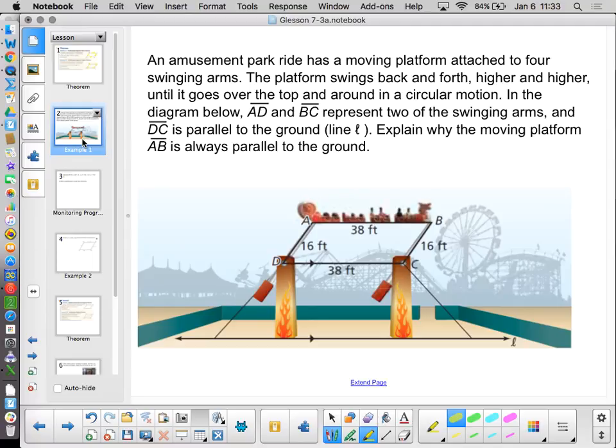This is one of the examples that you see often, the old amusement park ride. And basically it's asking, how do you know that this shape is always a parallelogram where this thing's swinging back and forth? Quite honestly, it's easy to tell because if we look at both pairs of opposite sides, these are fixed lengths. The distance between the two pulleys here is exactly 38 feet. The top bar is exactly 38 feet. These bars on the sides are both exactly 16 feet. And since both pairs of opposite sides are congruent, it must be a parallelogram.